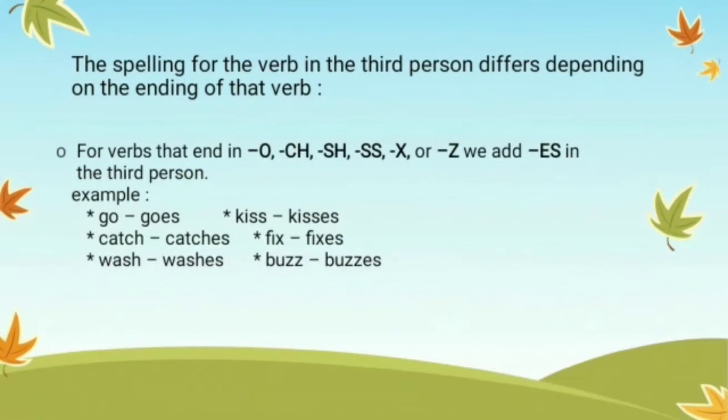The spelling for the verb in the third person differs depending on the ending of that verb. First, for verbs that end in O, CH, SH, SS, X, or Z, we add ES in the third person. Example: go becomes goes, catch becomes catches, wash becomes washes, kiss becomes kisses, fix becomes fixes, buzz becomes buzzes.